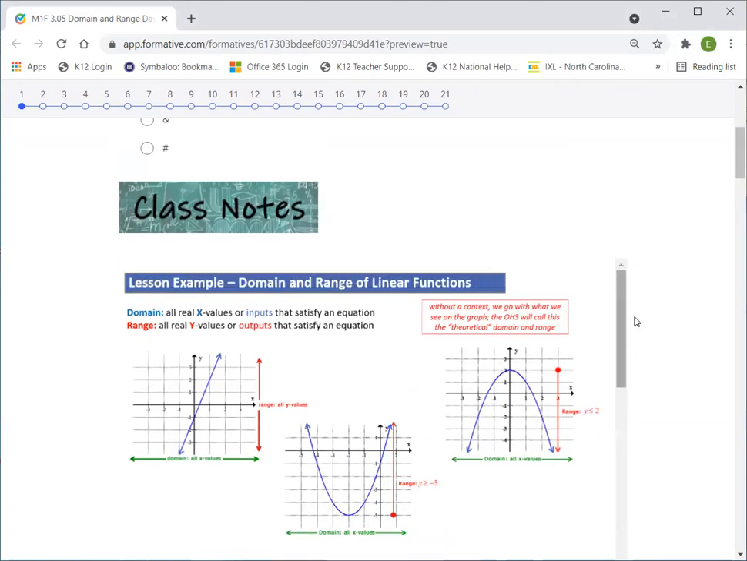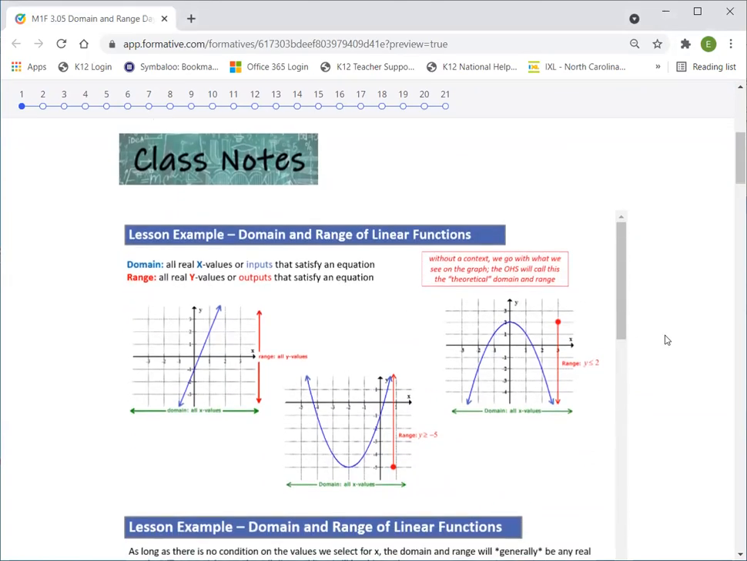So some class notes for today. We're going to be identifying the domain and range. As we've talked about before, domain is all real x values or the inputs that satisfy the equation. And then the range is all the y values or all the outputs that satisfy the equation. When I talk about domain and range, I always go left to right.